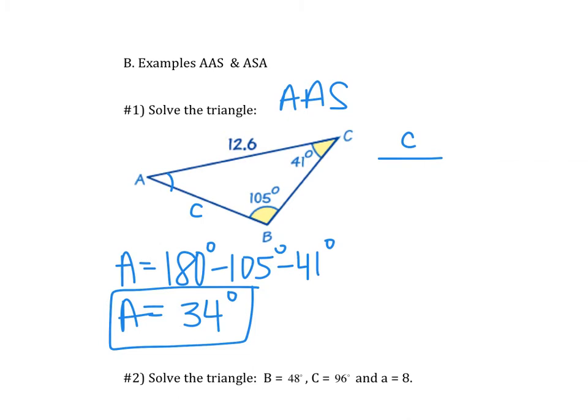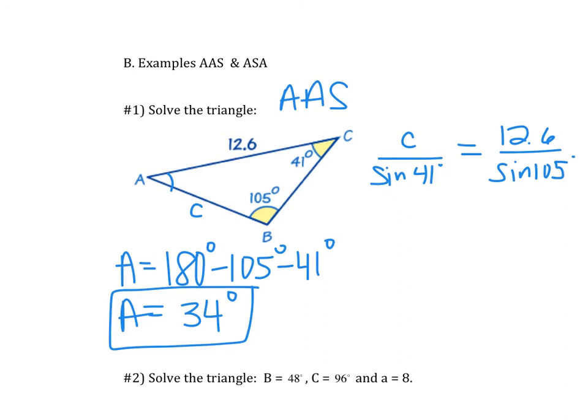So I'm going to do C over the sine of C, which is 41 degrees, equals, and I'm going to use the ratio that they gave me, which is right here. I have side B and angle B. So it's equal to 12.6 over the sine of 105.